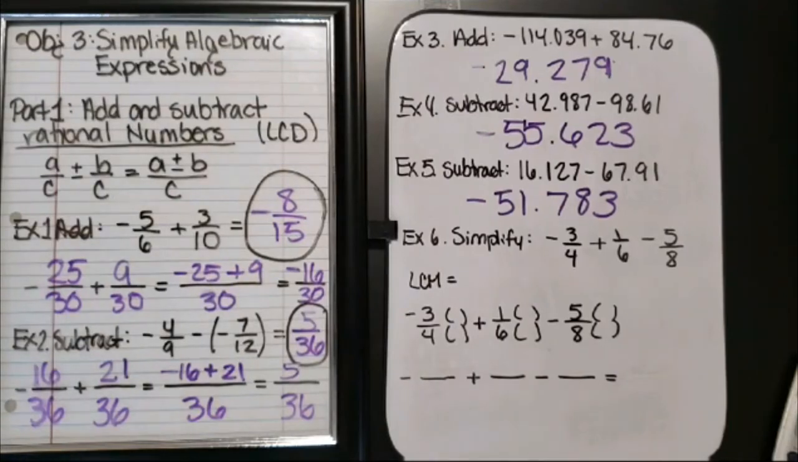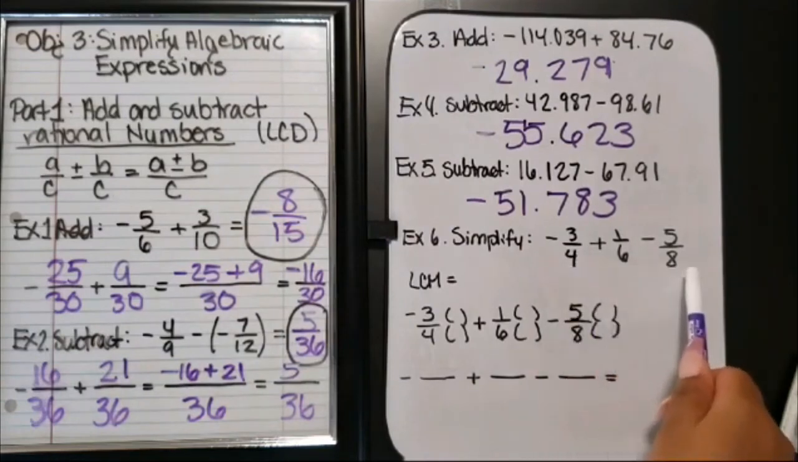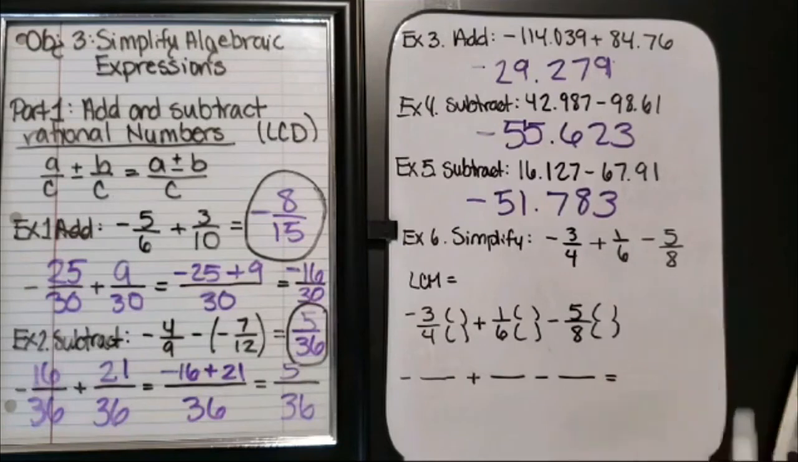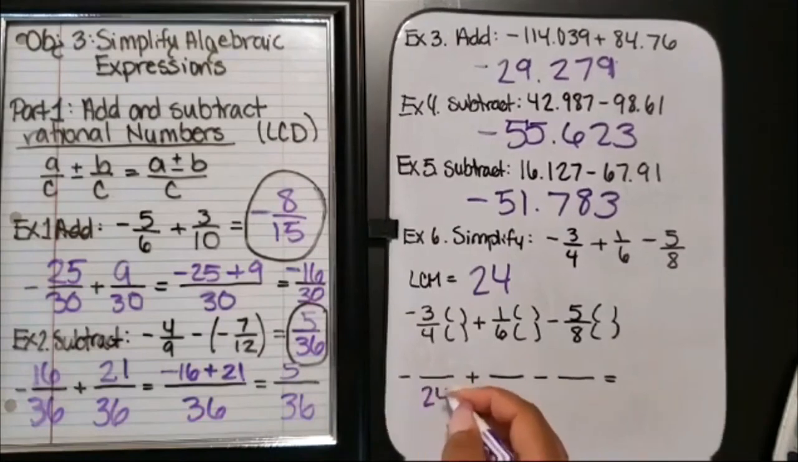So the numbers that we need to look at, we need to look at the 4, the 6, and the 8, okay? So out of 4, 6, and 8, the LCM is, hopefully you got 24. So now we need to think about, okay, our new denominator is 24.